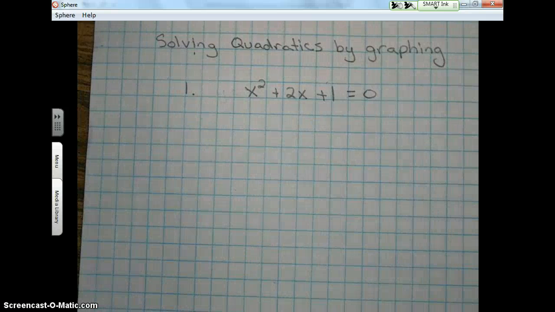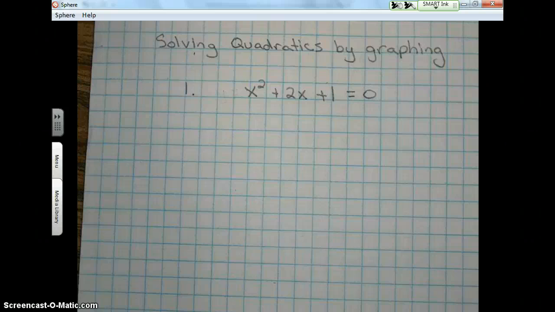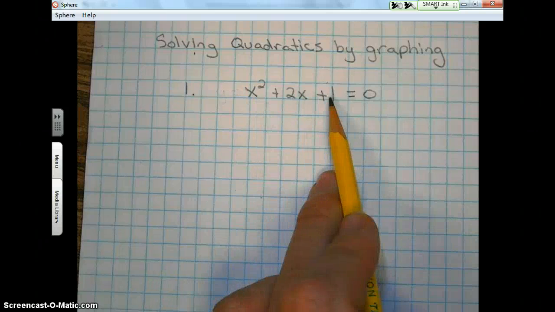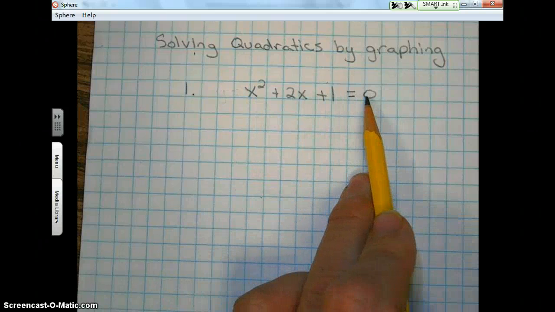Okay, solving quadratics by graphing. So we're going to do, I think, 3 examples. Our first example is right here. We have a quadratic equation, and notice it's set equal to 0.